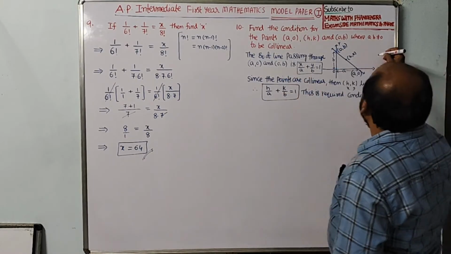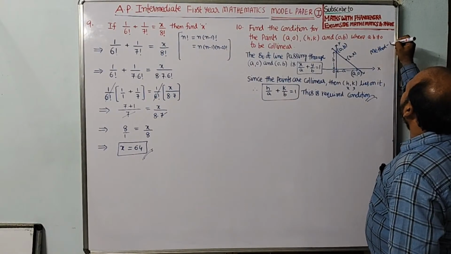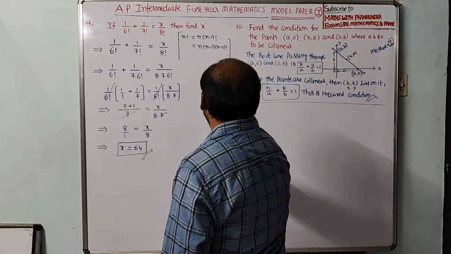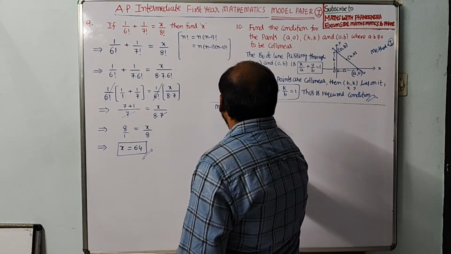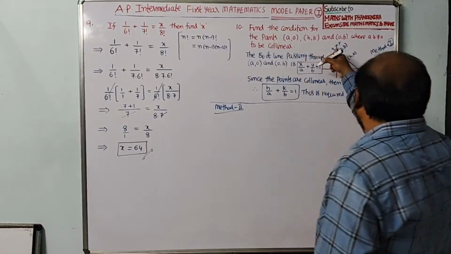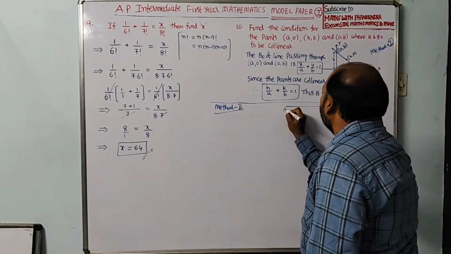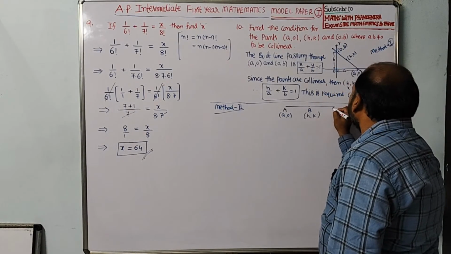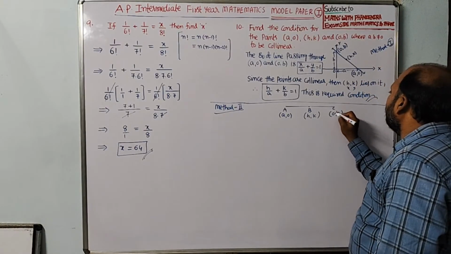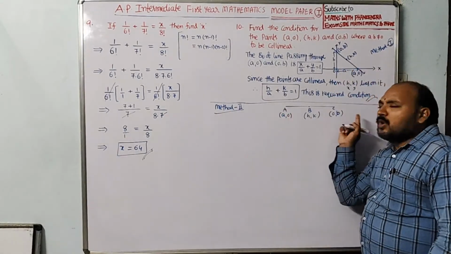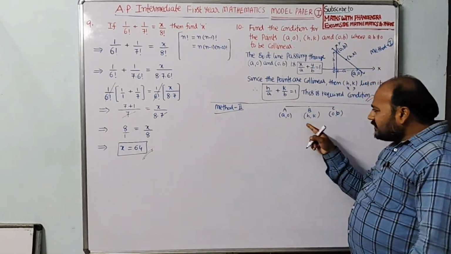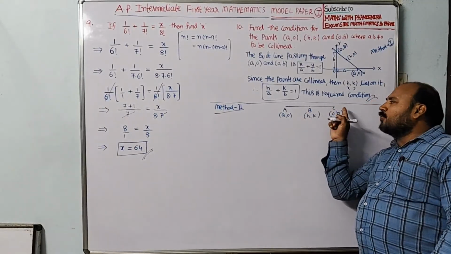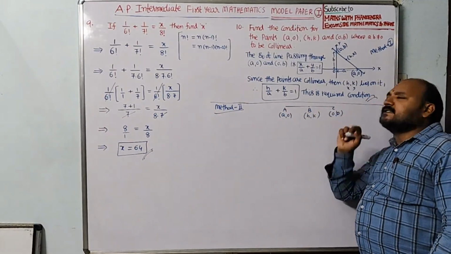So this is about method 1, dear students. Come to method 2. What is method 2 in this? Here I am considering the points one by one. One point is a comma 0, another point is h comma k, third point is 0 comma b. When the points are collinear, which means lying on the same line, their slopes are equal. Slope of AB is equal to slope of BC, or slope of AB is equal to slope of AC.